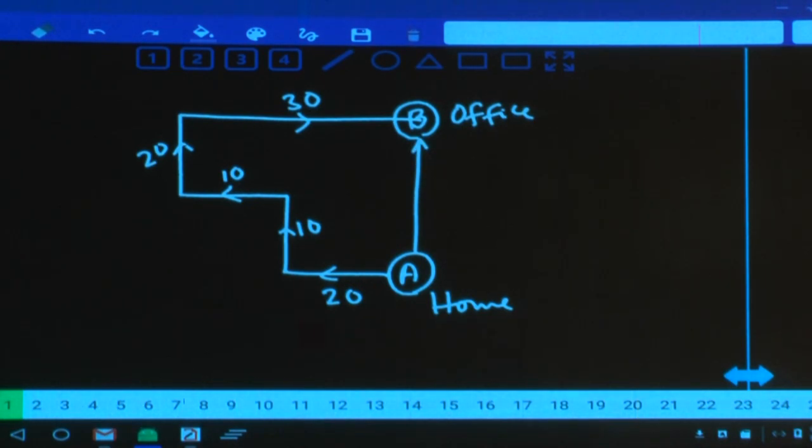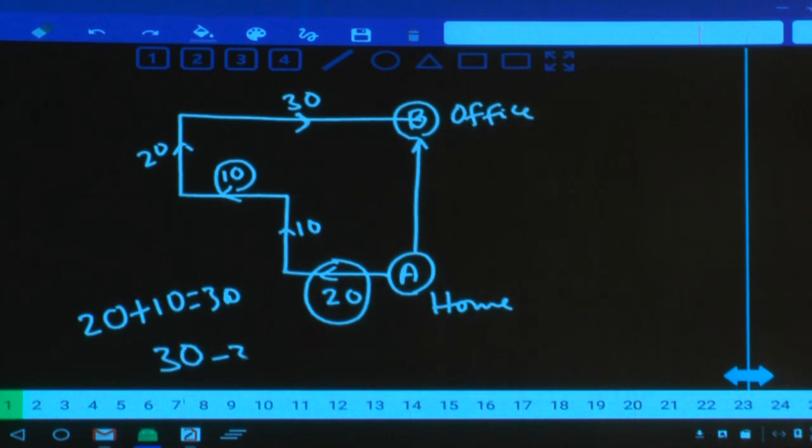Now if you observe here, for the horizontal distance, this is 20 and this will be 10. 20 plus 10 is 30 meters. And the total distance is how much? 30 meters towards west, and this is 30 towards east. And the horizontal distance 30 minus 30 has become 0.